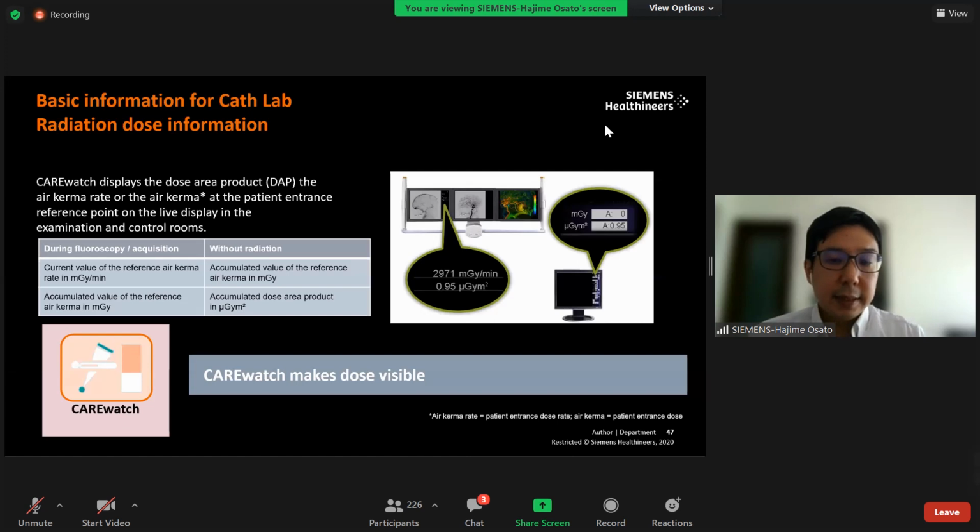As I said, a dosimeter is put on the angio system. It is used for monitoring the radiation dose in real time. On our system it is combined as CARE Watch. It displays dose area product, called DAP, air kerma rate, or accumulated air kerma value at the patient entrance reference point. On the live monitor in the examination room and in the control room, we can find these values in real time.